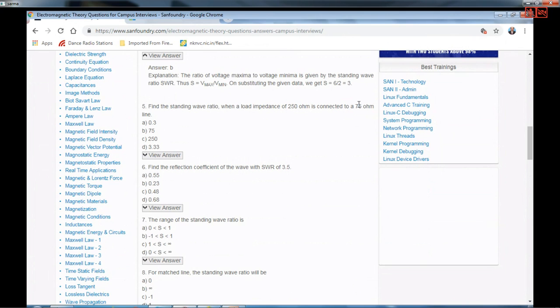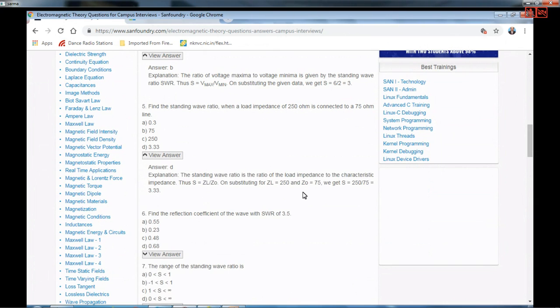So 250 ohms by 75 is the direct answer. 250 by 75 is equal to 3.33. You can give the answer very fast if the load impedance is resistive. It is simply RL by R0 or R0 by RL, whichever is greater than 1. Please remember that S is always greater than 1 and it can range up to infinity. Thereby, you should see which ratio is appropriate depending on the load impedance and the characteristic impedance of the system.